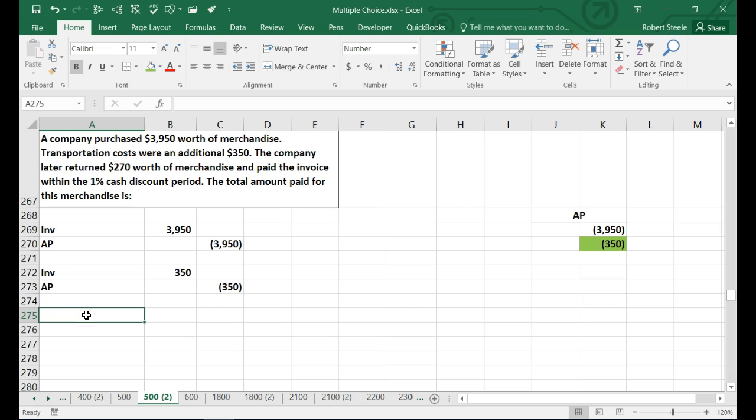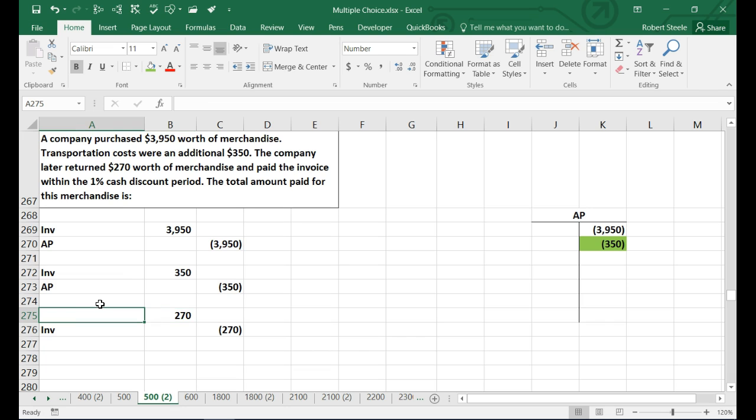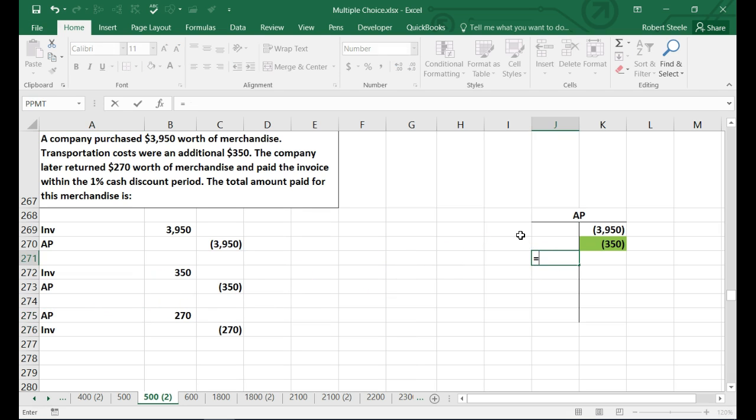And then the company returned 270 worth of merchandise. So we returned it. So that means the inventory is going to go down. So I usually think about that first. 270, that's going down because we're getting rid of it. We're going to debit something, and that debit's not going to be cash in this case. It's going to be accounts payable. So accounts payable, and our T account now is the 270.